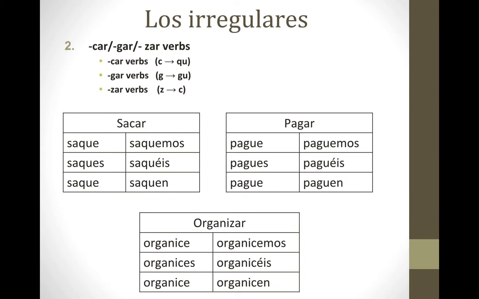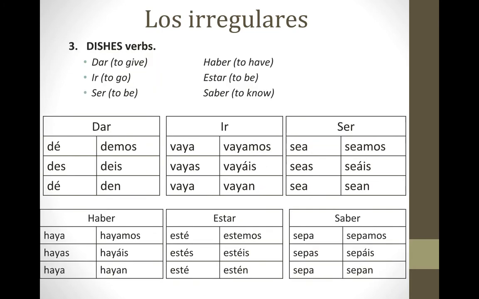Okay? Lastly, what else could be irregular? The dishes verbs. If you think back to commands, we had 6 irregular commands in the negative tú form, the usted commands, the ustedes commands, the we form commands. These are those exact same irregulars. Okay, so the dishes verbs. I need you to write all of these down on your note guide.